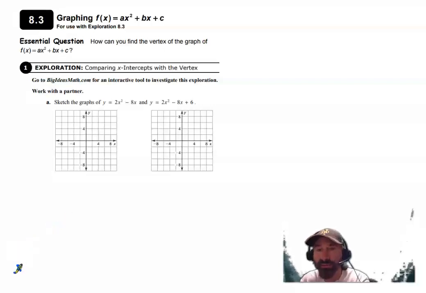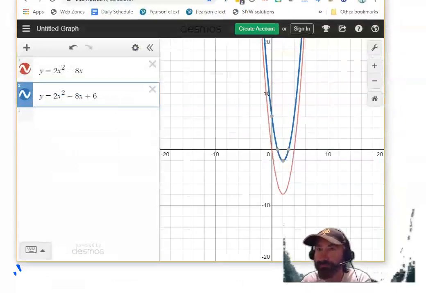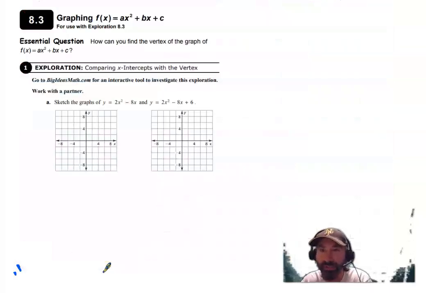So yesterday, when I asked you guys to do an exploration in the student journal for 8.3, I hope that you went to Desmos and you plugged these guys in and you came up with graphs that looked something like this. And when you did, hopefully you were able to answer the questions on the next page in the student journal. Let's go ahead and take a look at that.